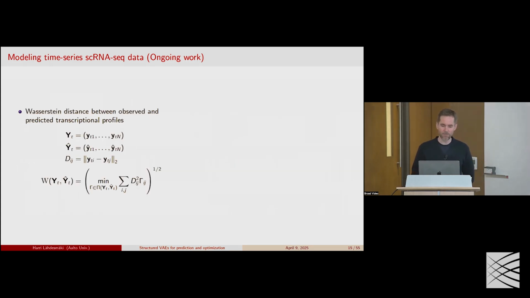We can't really apply the models directly as I explained a couple of slides ago, but what is typically done in the field is to use some sort of earth mover's distance or Wasserstein distance to match the model-based predictions with the data.